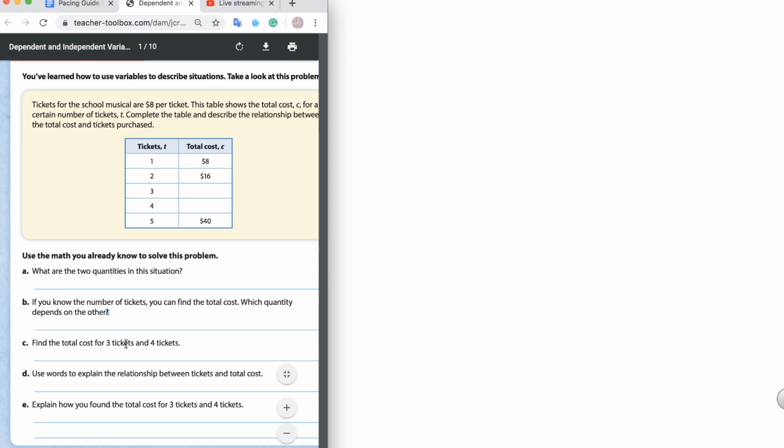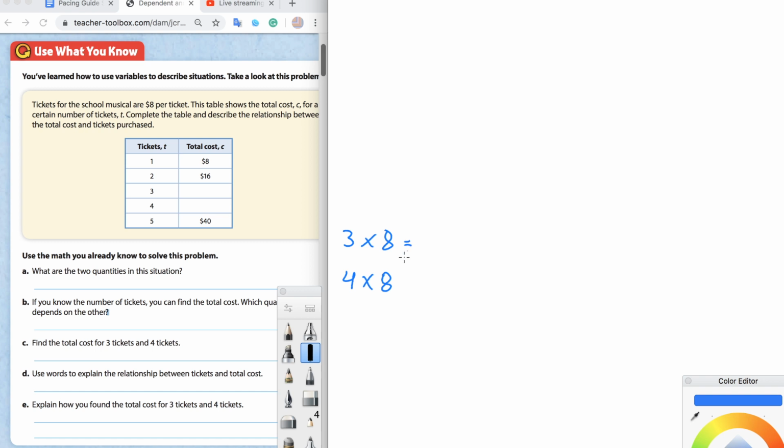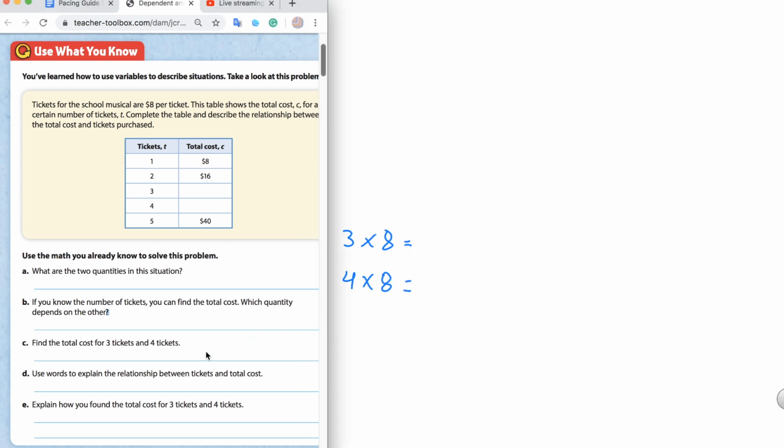So the number of tickets affects the total cost. Now, that was for part B. Make sure you answer that part there. For part C, it says find the total cost of 3 tickets and 4 tickets. So to find 3 tickets, I would do 3 times 8. To find 4 tickets, I would do 4 times 8. Make sure you write those answers for part C.